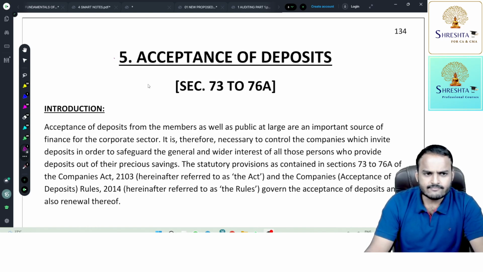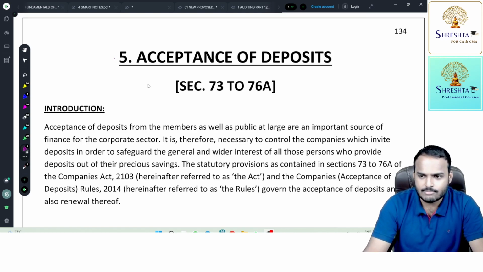Let's begin our discussion with deposit. So what is meant by a deposit? Ultimately, companies, to meet their day-to-day requirements or to meet their expansion criteria, definitely need funds. So how will they raise funds? They have multiple options like issue of shares, issue of debentures, and an alternate source of finance, which is acceptance of deposits. So shares, debentures, deposits, you can observe.